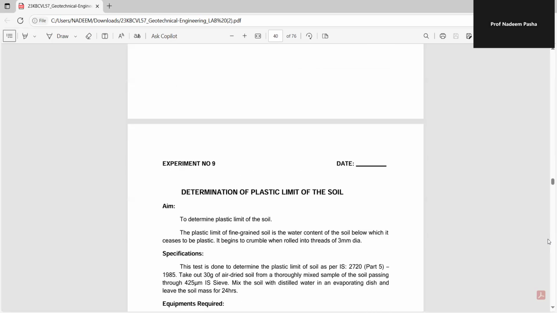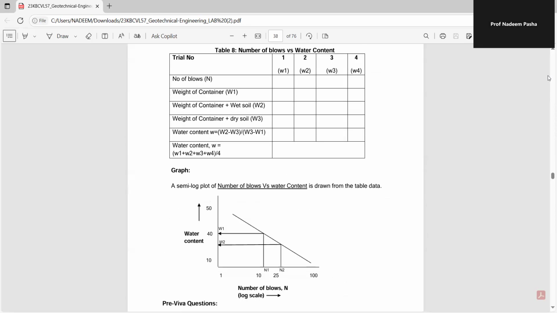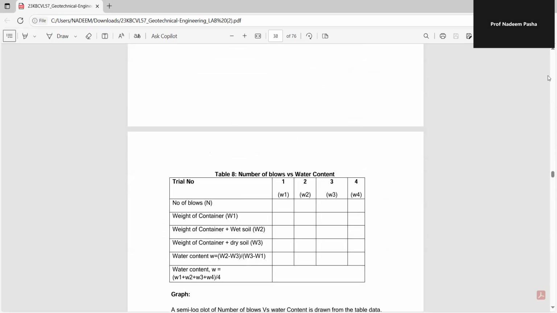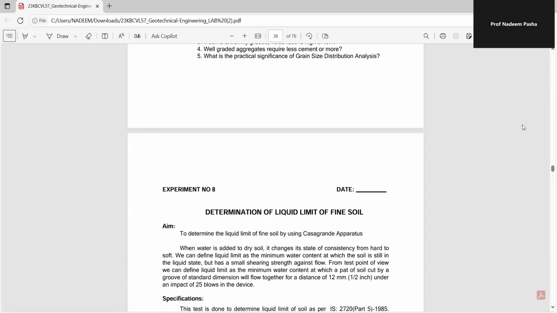The next experiment which we have to see is the plastic limit of soil, which is also with respect to consistency limits. Consistency limits are liquid limit, plastic limit, and shrinkage limit. So just now we have seen about the liquid limit. In the next class, we will see about plastic limit.